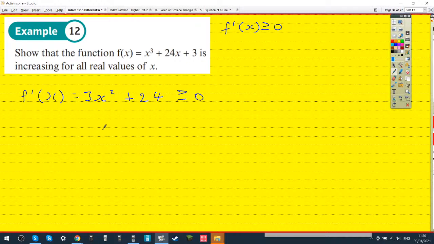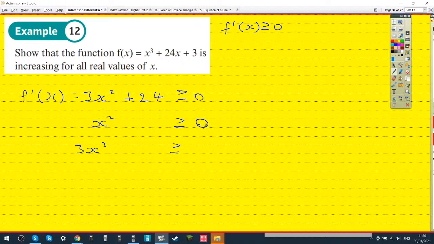What do you know about x squared? What is x squared always greater than or equal to? 0. Yes. It can never be negative, but the smallest it can be is 0. 0 squared is 0. Minus 1 squared is back up to plus 1. And a half squared would be a quarter. x squared is always greater than or equal to 0. What about 3 times that? 3 times x squared?